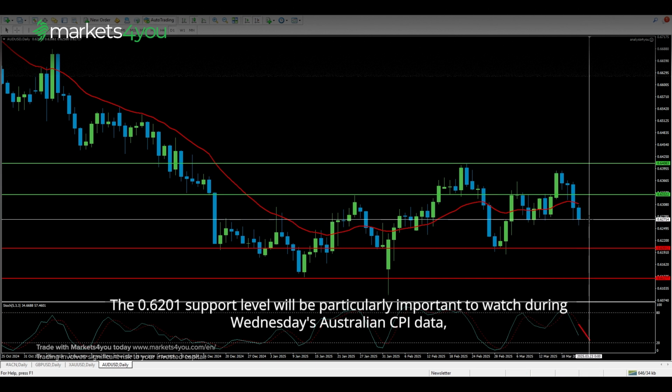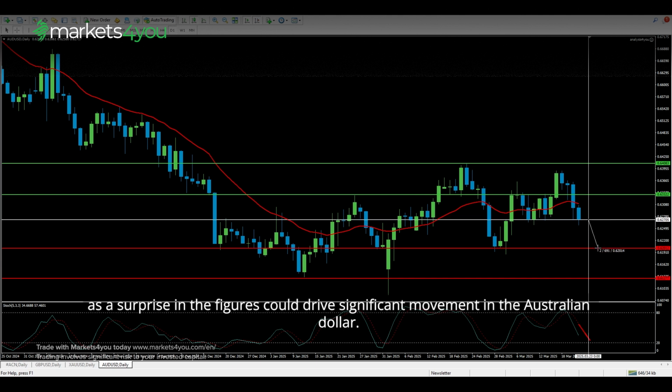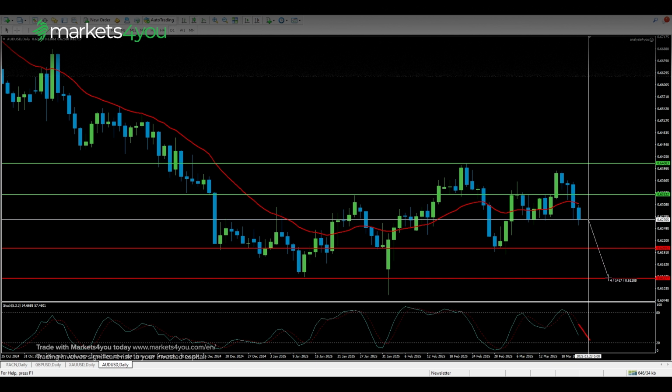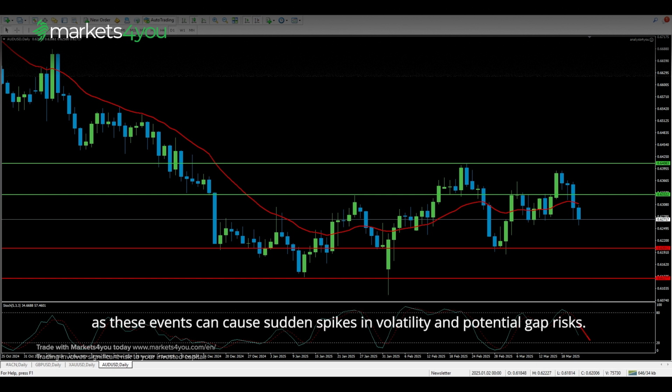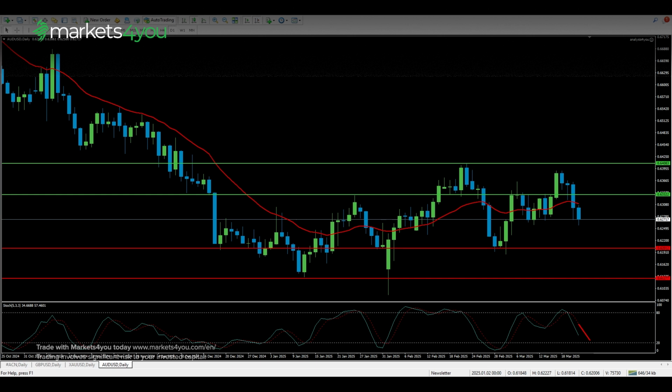The 0.6201 support level will be particularly important to watch during Wednesday's Australian CPI data, as a surprise in the figures could drive significant movement in the Australian dollar. Both instruments could see considerable volatility this week. Traders should be particularly cautious during Wednesday's UK and Australian inflation data releases, as these events can cause sudden spikes in volatility and potential gap risks.